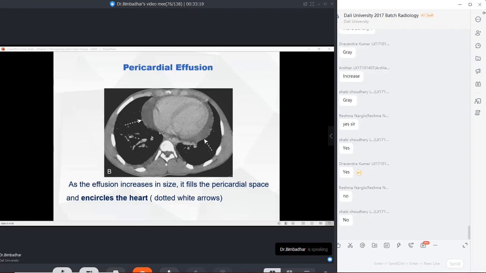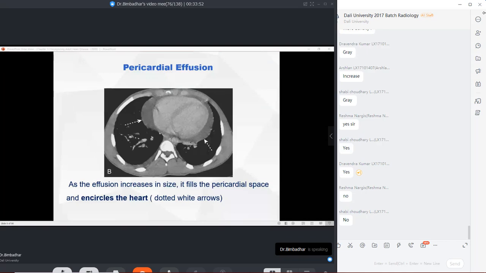No, but there is a restriction to the movement of the heart to expand to the fullest. Yes or no? Such a condition is called constrictive pericarditis. Constrictive pericardial effusion is one of the clinical conditions which will cause this kind of appearance. So how did I make a diagnosis like this? It is called constrictive pericardial effusion.